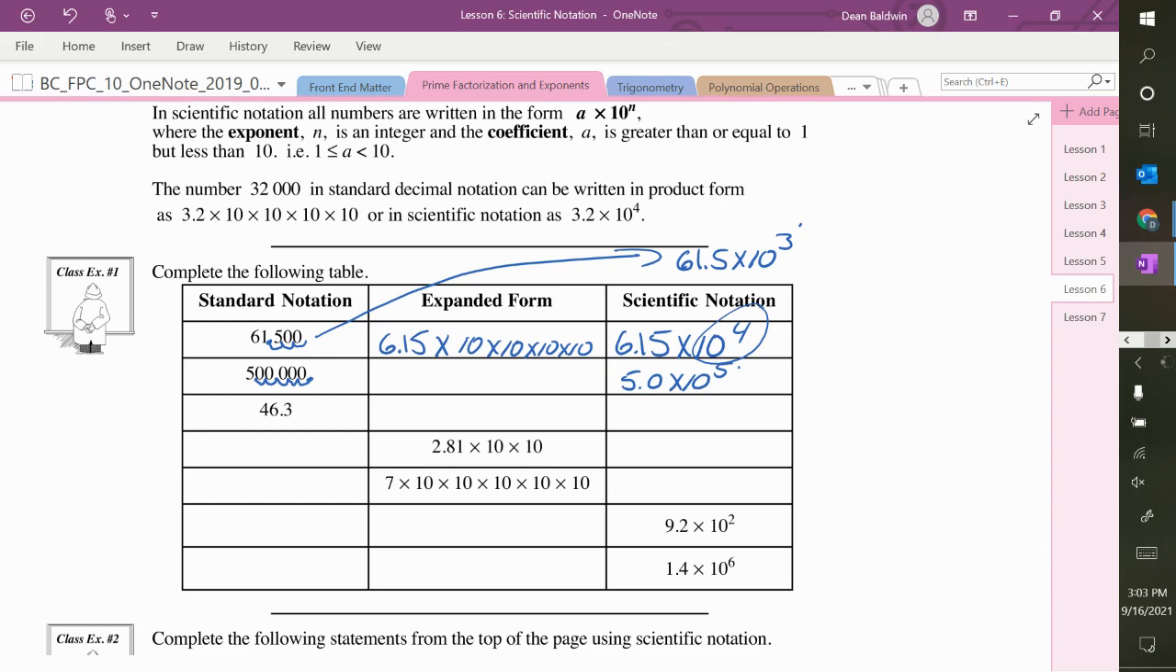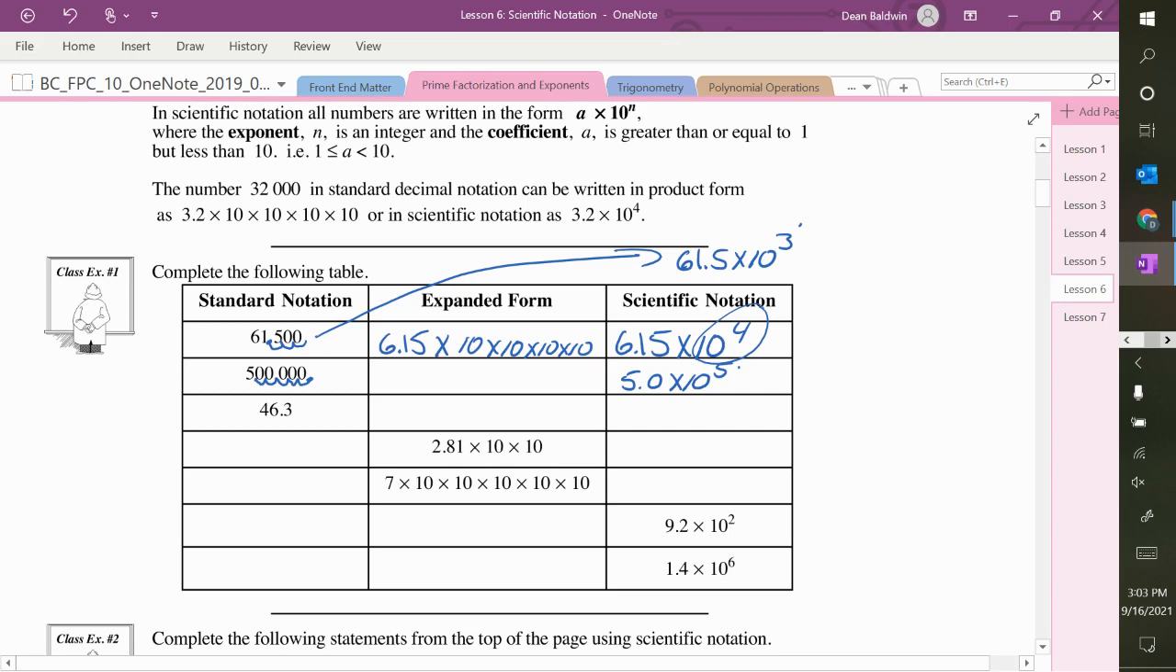And when you get to grade 11, physics and chemistry, they'll talk about significant figures, and that's when the decimal places become important. We don't really care about them right now. So for you, if it's 615, write 6.15. If it's 500,000, write 5.0.